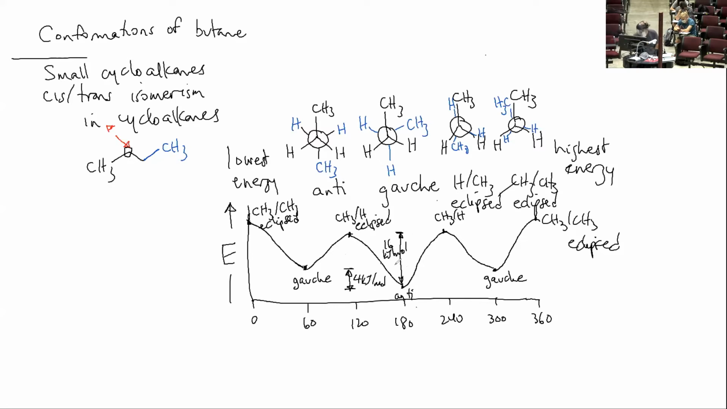And if we've got any calories people in the audience, you can just divide by 4.184 and you'll get it in kilocalories per mole. And then the energy difference between anti and methyl-methyl eclipsed is 19 kilojoules per mole.